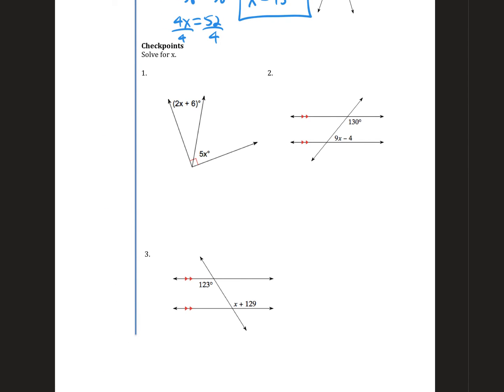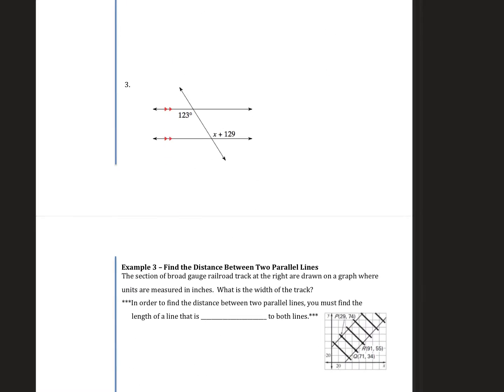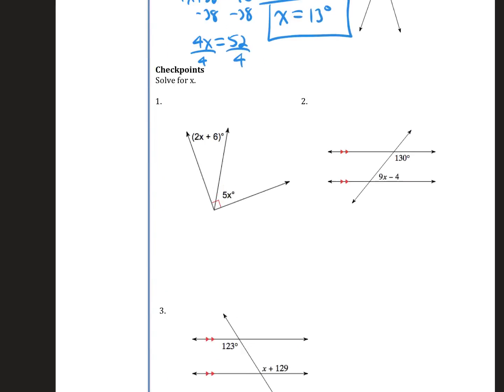And be aware for number 3, you might get a weird answer, so just be aware of that, and that's okay. Numbers 2 and 3 are kind of a review of the other things we've talked about in this chapter with different parallel lines. But see if you can figure these out. Go ahead.